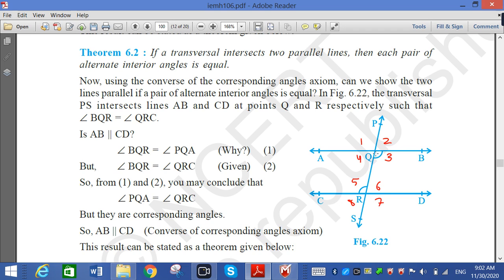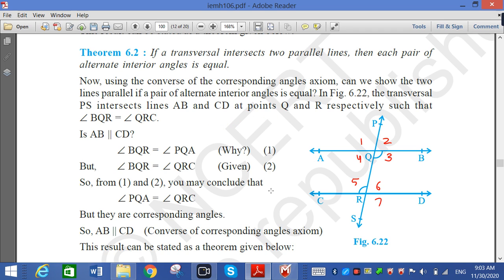Which ones will be equal? The Z gives 4 and 6, and 3 and 5. So here it is 4 and 6, and 3 and 5. BQR and QRC: here it is 3 and here it is 5. Similarly we also have to prove that angle 4 is equal to angle 6. 4 means AQR, and it is equal to QRD. It is also the same.